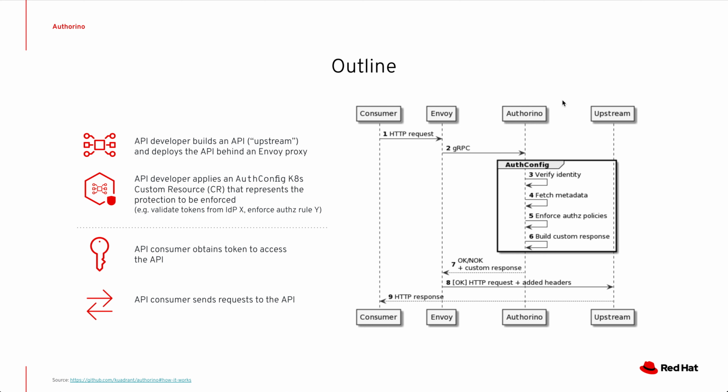If it is OK, Envoy redirects the traffic to the upstream service in a way that no traffic will ever reach the protected service if not properly authenticated and authorized by Authorino first. Then the upstream API can serve the request, passing through Envoy again to deliver the response to the consumer.